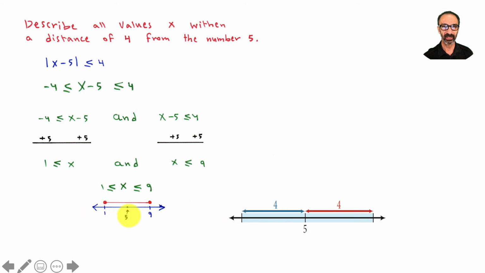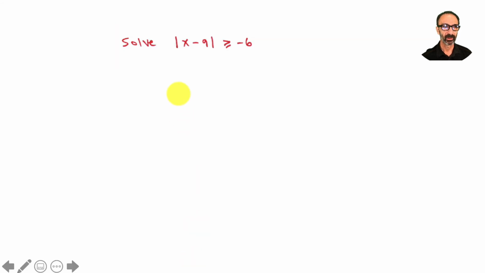And this one as brackets will be from 1 to 9, including 1 and including 9. This example is different and it's interesting.